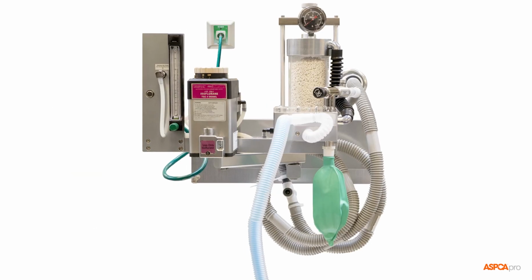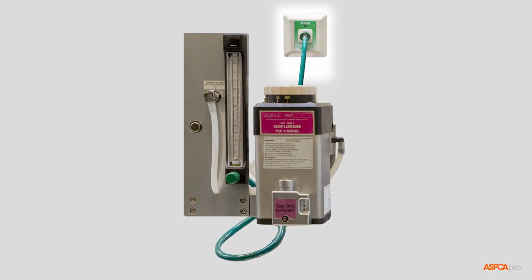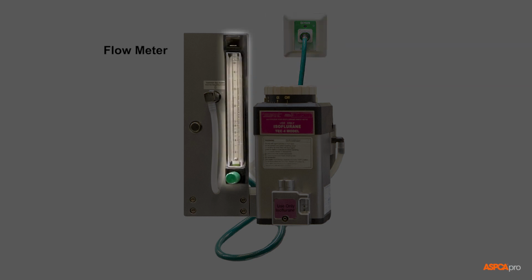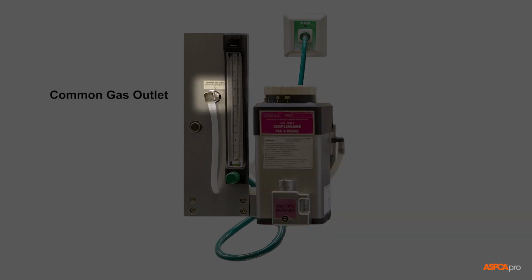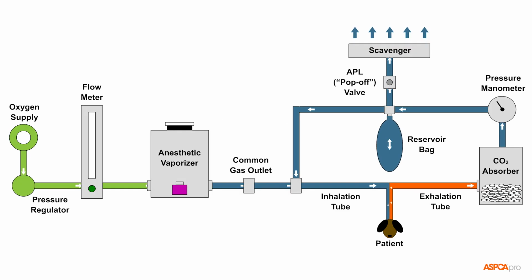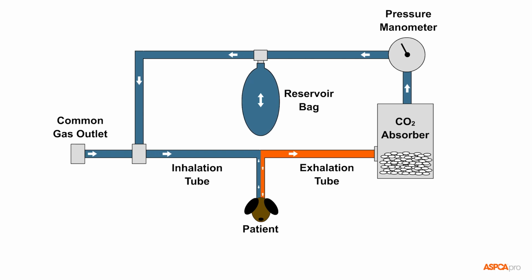Looking to the real anesthesia machine now, we can follow the path of the oxygen from the pressure-regulated supply to the flow meter, to the vaporizer, and through the common gas outlet. From here, we enter the breathing system, where the fresh gas is delivered to the patient's breathing circuit and inhaled.